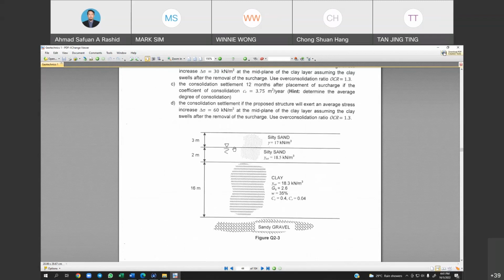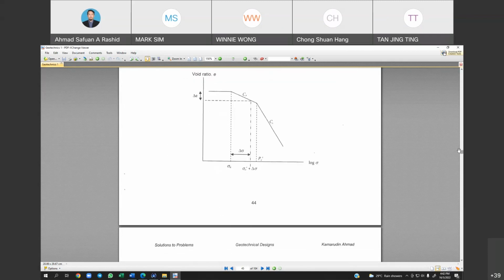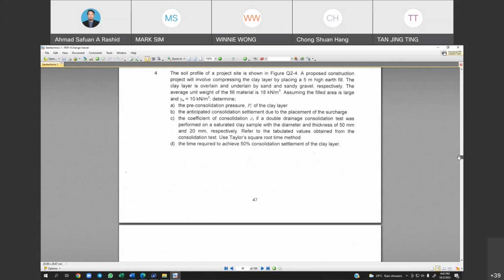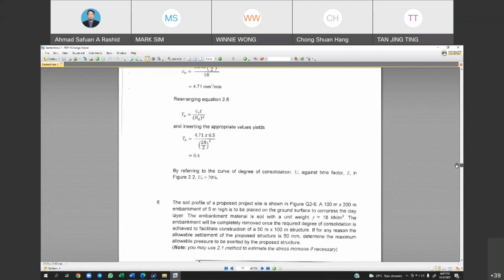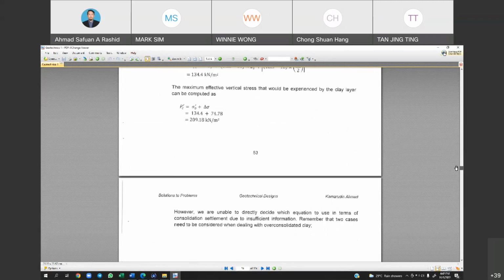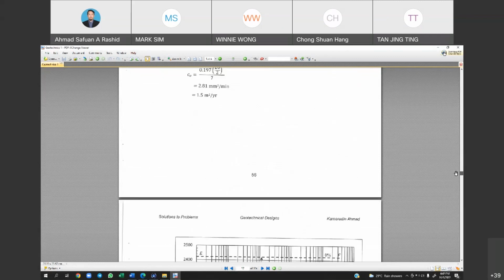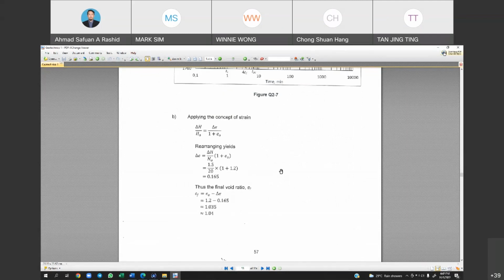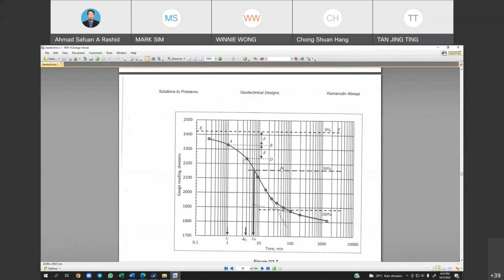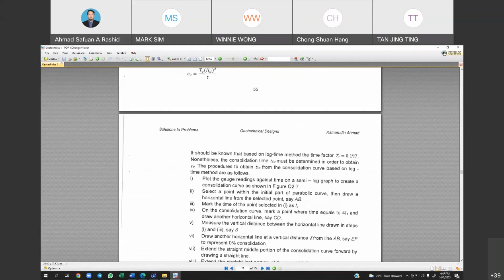So we have example number 3, example number 4, example number 5, 6, and up to example number 7 here only. I'm not sure how many examples are in your new reference book. How many?